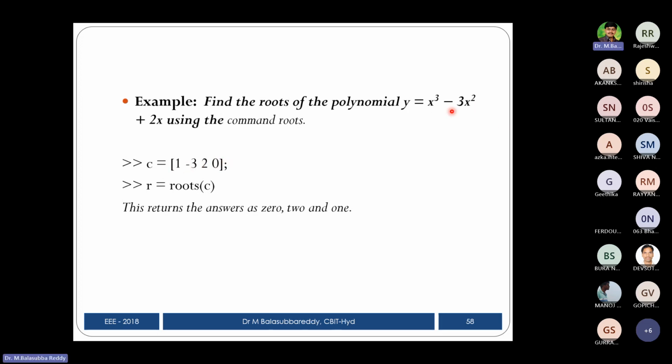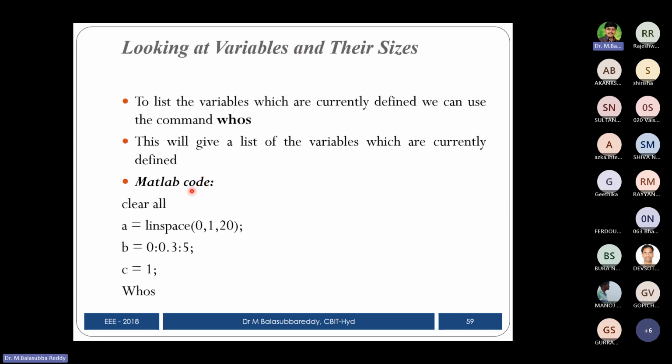But what is our equation? The actual equation is x cube minus 3x square plus 2x. But if you miss the 0, then the result will be otherwise. Then the highest coefficient will be taken differently. The order is always from the constant, then first, second, and so on. That is the reason wherever a parameter is missing, you must specify it with 0.